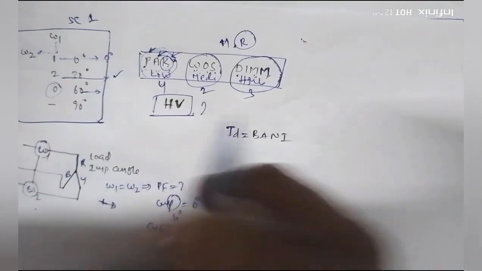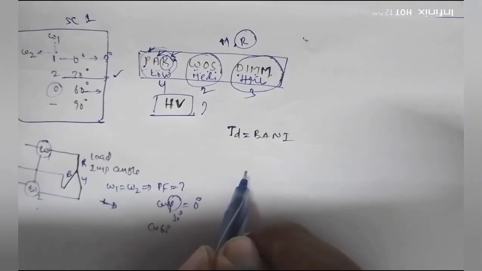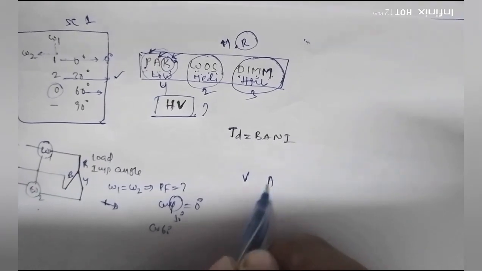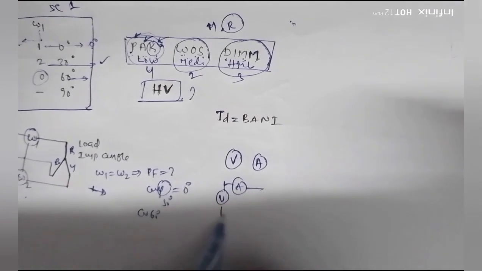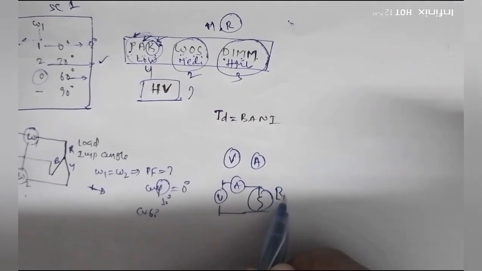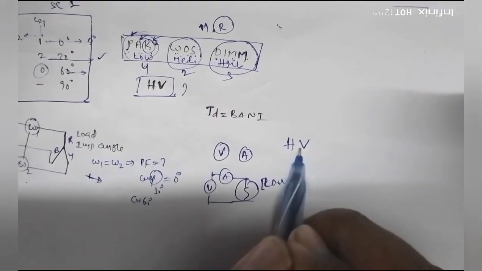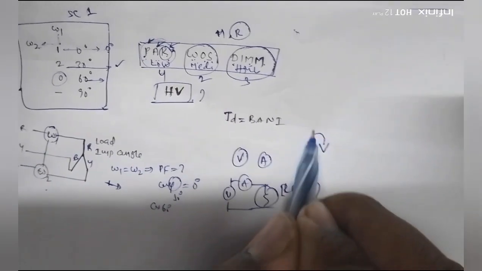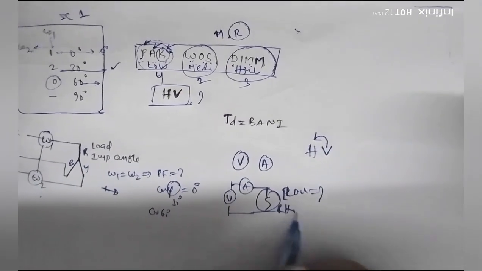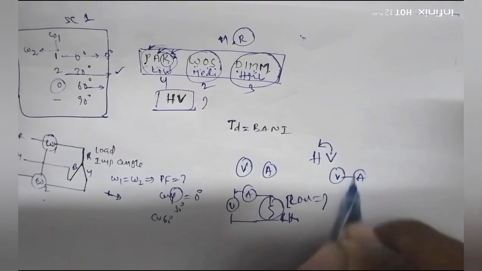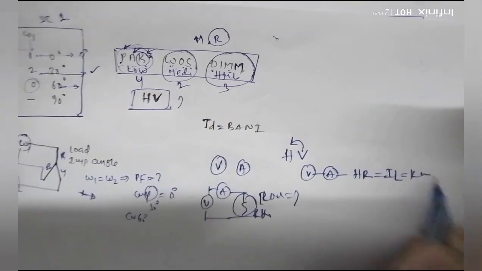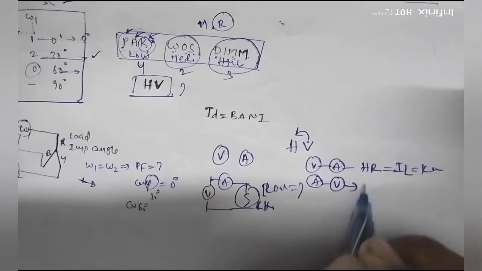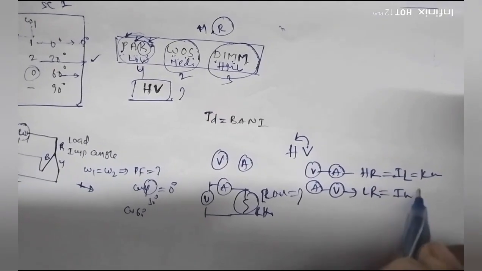Let's discuss about HV. We know voltmeter and ammeter. If the first is the voltmeter and then the ammeter, what is the load resistance? Simple: if the first is the voltmeter, then the resistance is high, RH. High resistance means low load current. But if it is the ammeter first and then the voltmeter, it is low resistance, meaning high load current.